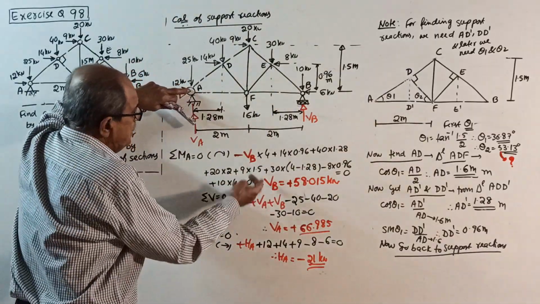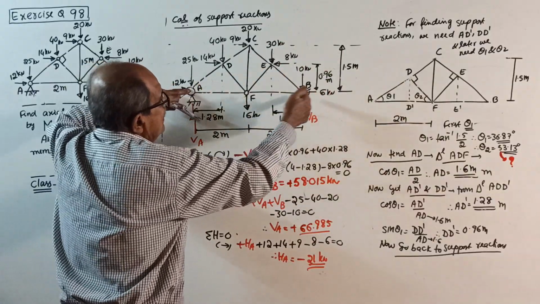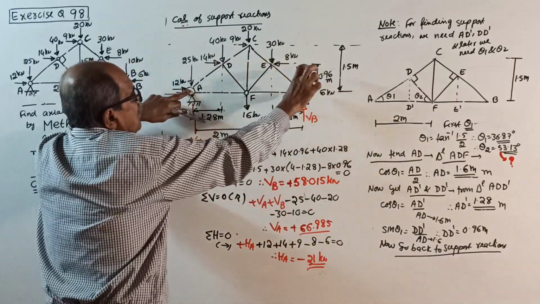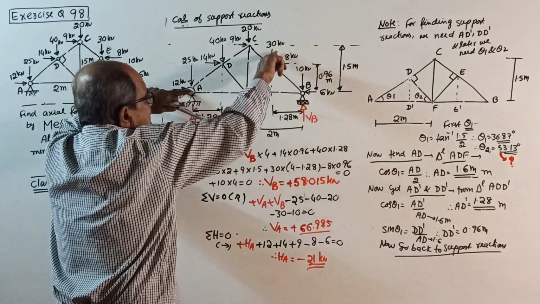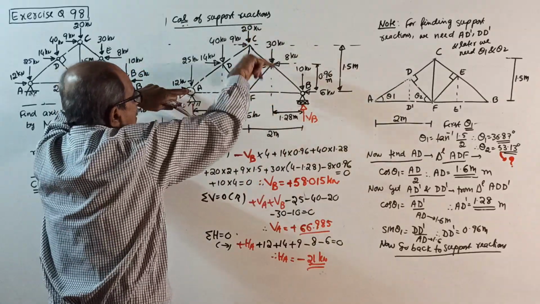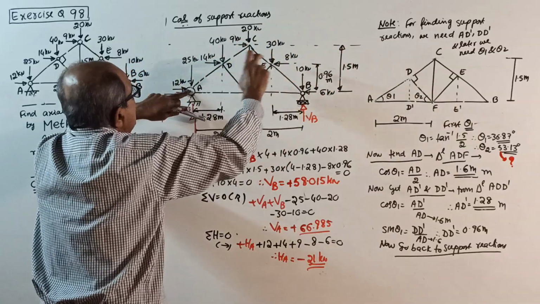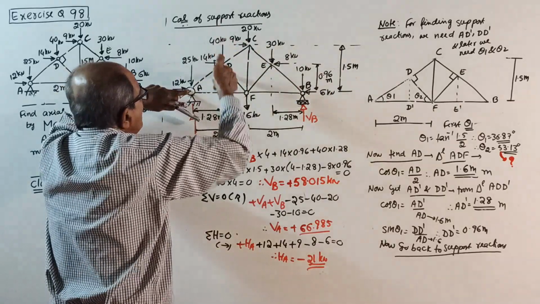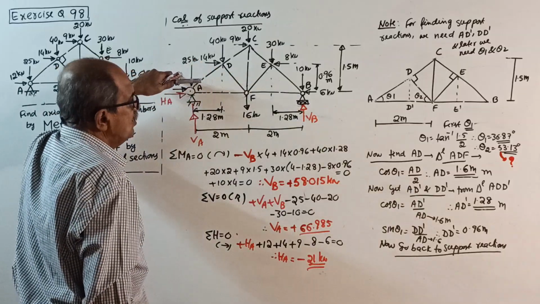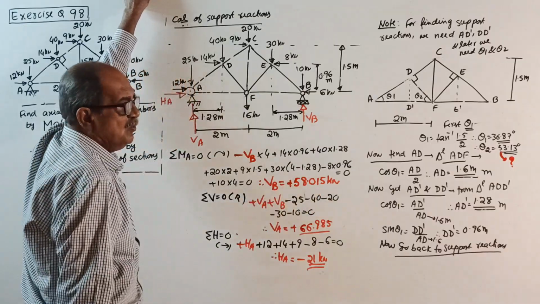Take moment. I wrote here: minus VB into 4. 6 into 0. Then 10 into 4 clockwise. 8 into 0.96 anti-clockwise. 30 into this distance, 4 minus 1.28, clockwise. 20 into 2. 9 into this height of 1.5. 14 into this height clockwise. 40 into this distance clockwise. 25 into 0. 12 into 0. You will get VB as 58.015 kN.